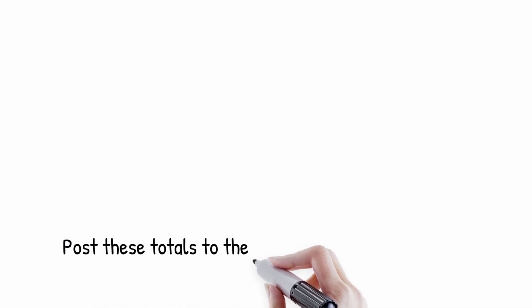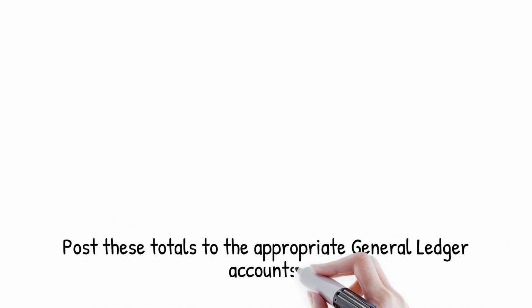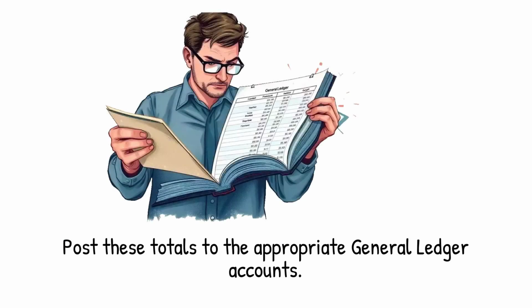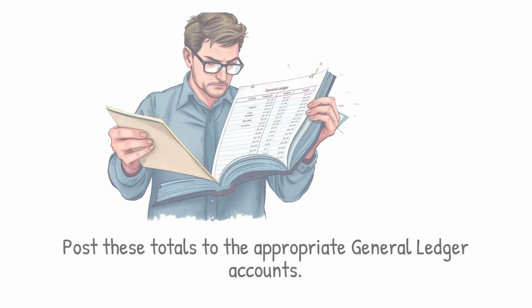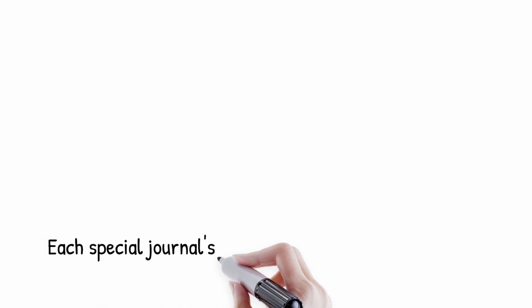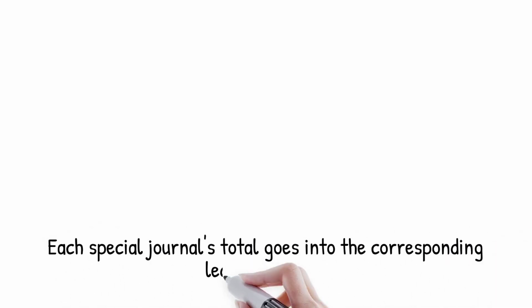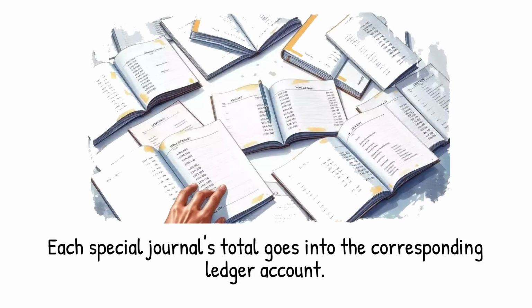Next, we'll post these totals to the general ledger. Choose the appropriate ledger accounts that correspond to each column in the special journal. For instance, the total from the sales journal will be posted to the sales revenue account in the general ledger. Similarly, the totals from other special journals are posted to their respective ledger accounts. These postings help maintain an organized view of the company's financial activities for the period.